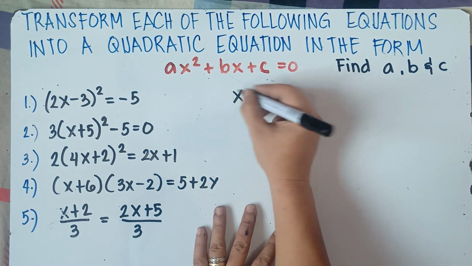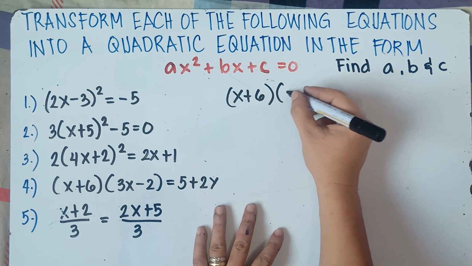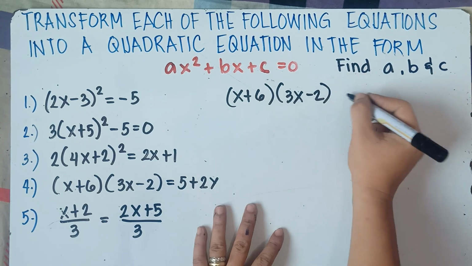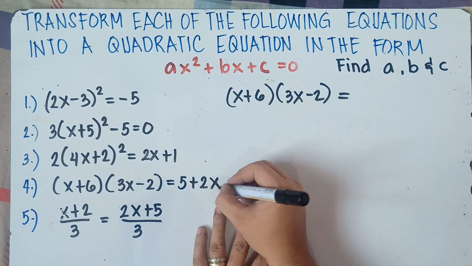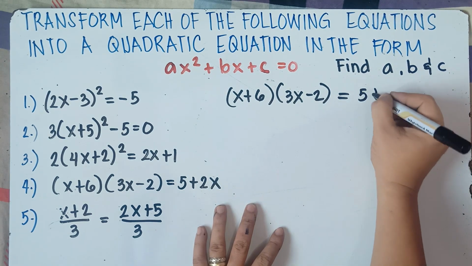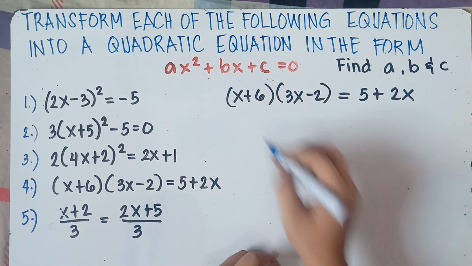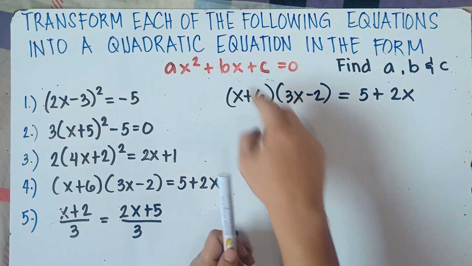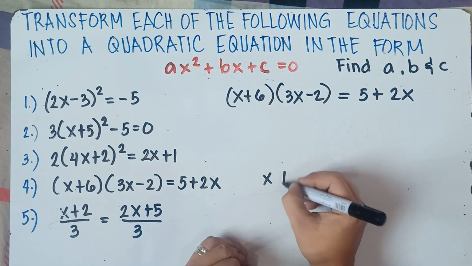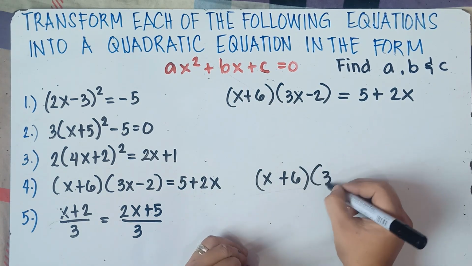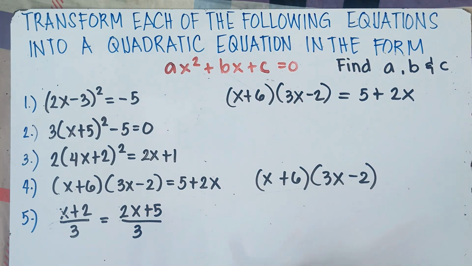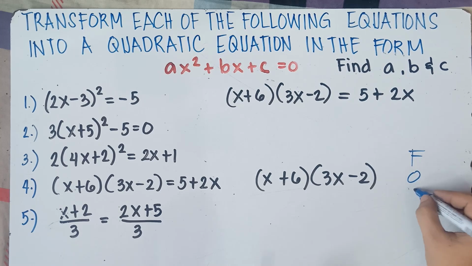So x plus 6 times 3x minus 2 equals 5 plus 2x. Alright, and then we simplify. So let me just simplify it here. x plus 6 times 3x minus 2. FOIL method: first, outer, inner, last.